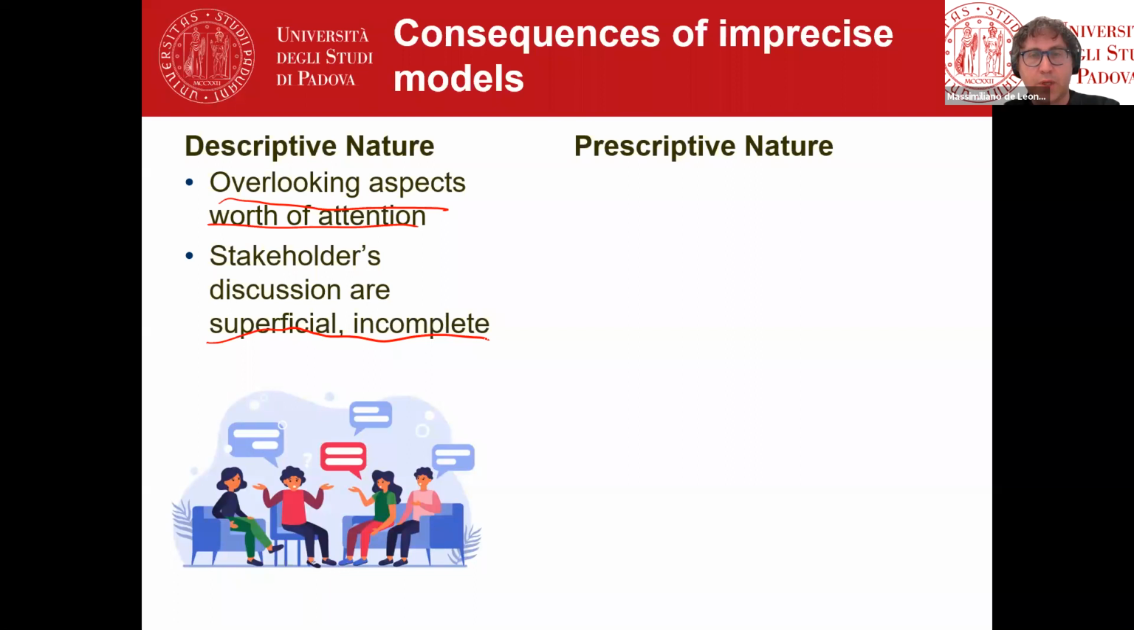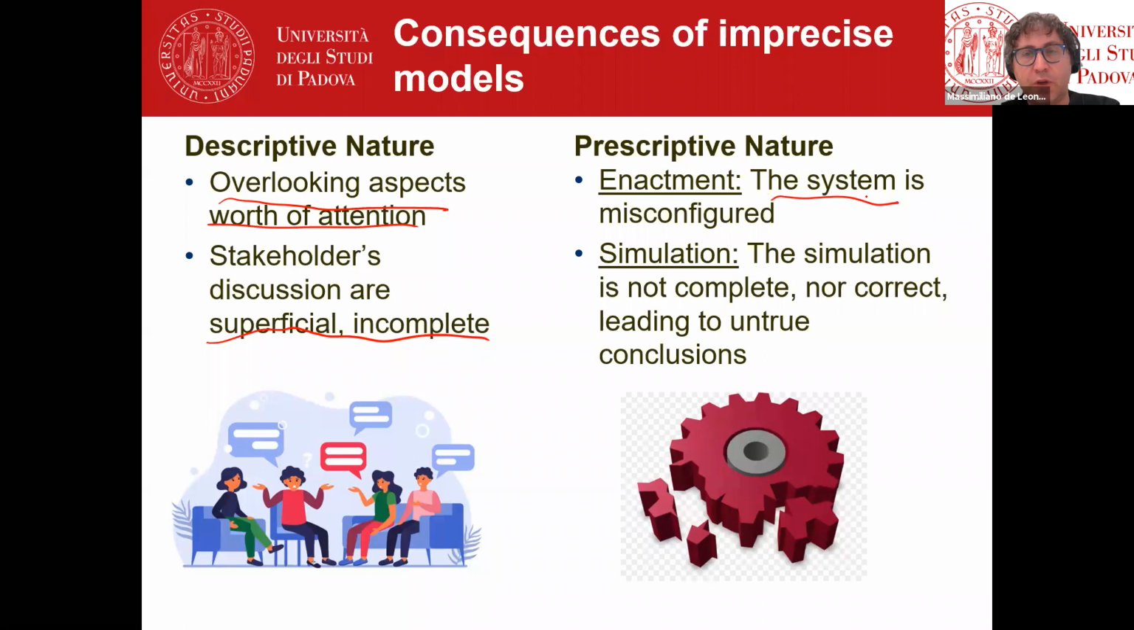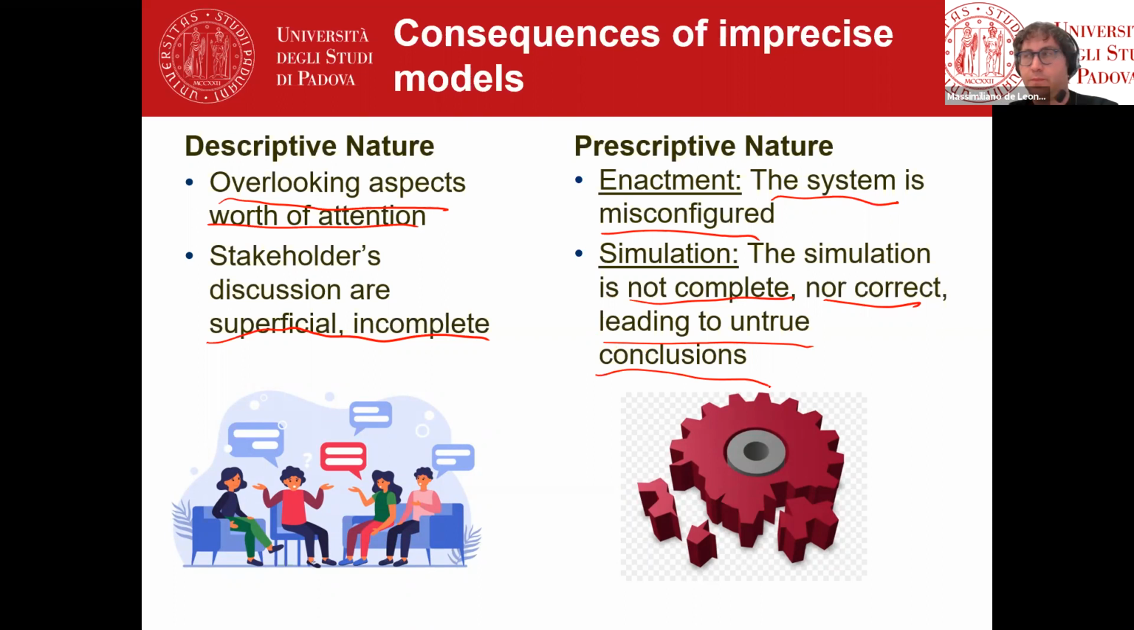If the model is imprecise, the system is clearly misconfigured. If we come back to the problem that I explained before, that we want to use these models to drive simulation, a simulation on an imprecise model is going to be incomplete, or even worse, since it's imprecise, it allows for too much behavior, and you end up with conclusions that are not even true. So the conclusion is that it's important to make sure that the model is as precise as possible and allows exactly the behavior that the process has to allow.